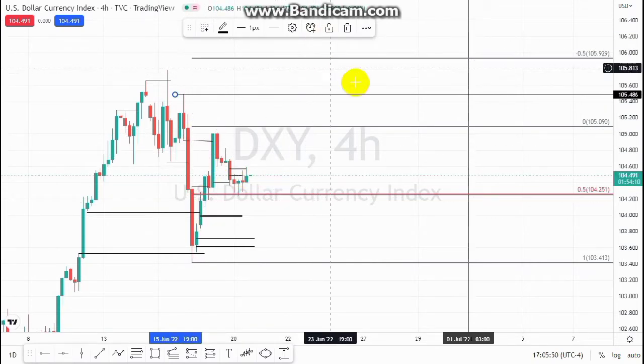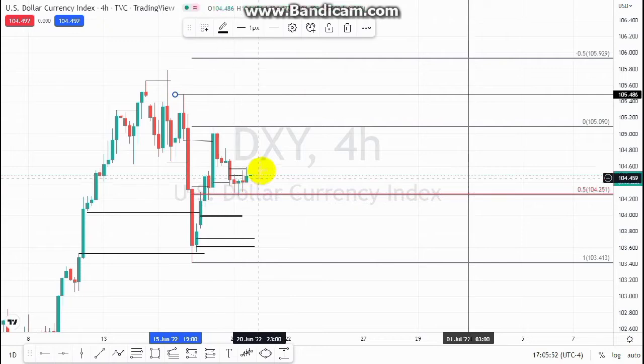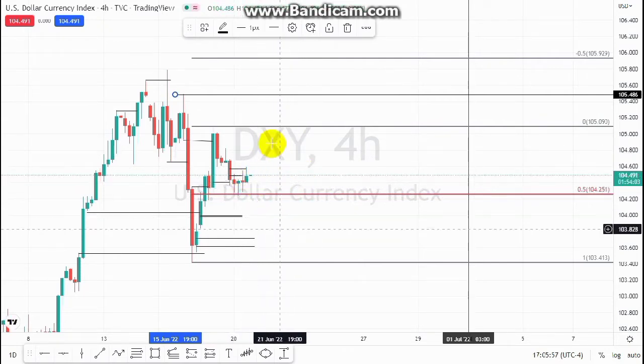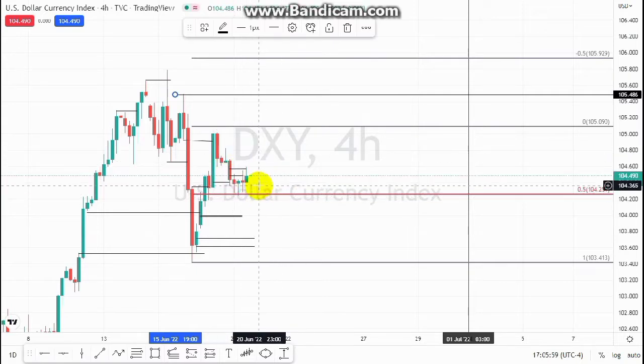Alright, that will be all for the DSY. Let's look at other pairs. Let's look at the futures market, S&P 500.